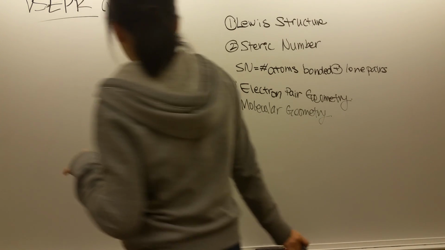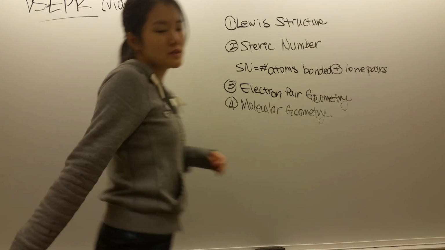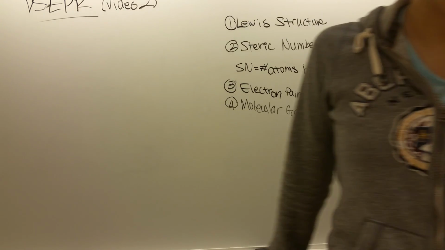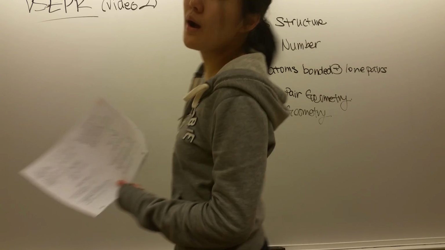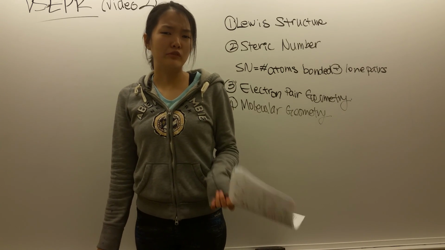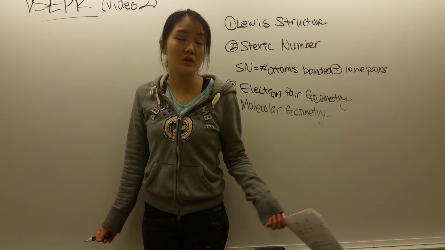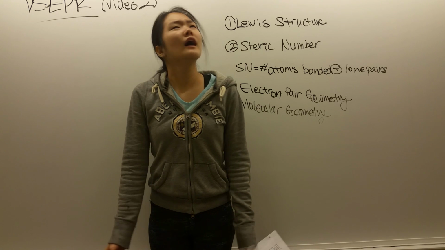Hi, so I'm back with the second video. We're going to be talking about molecular geometry this time. Now that we know a little bit more about electron geometry, we're going to be looking at what happens if we have electron pairs instead of bonds, and if we have double bonds or triple bonds, does that matter?